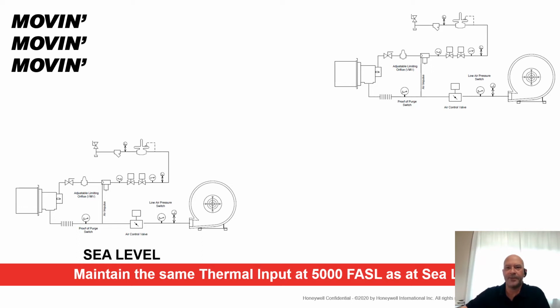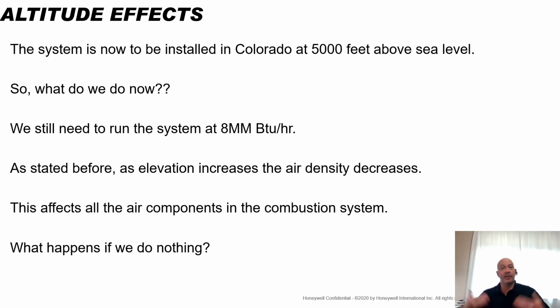So what happens when we've designed our system and we're now moving that system from sea level to 5,000 feet? Good question, right? We're going to Colorado. So what do we have to do now? We still need to run that system at 8 million BTUs an hour. Nothing's changed about that. And as we stated before, the elevation is going to cause the density to be less, so this affects all the air components in the combustion system. So what happens if we do nothing?